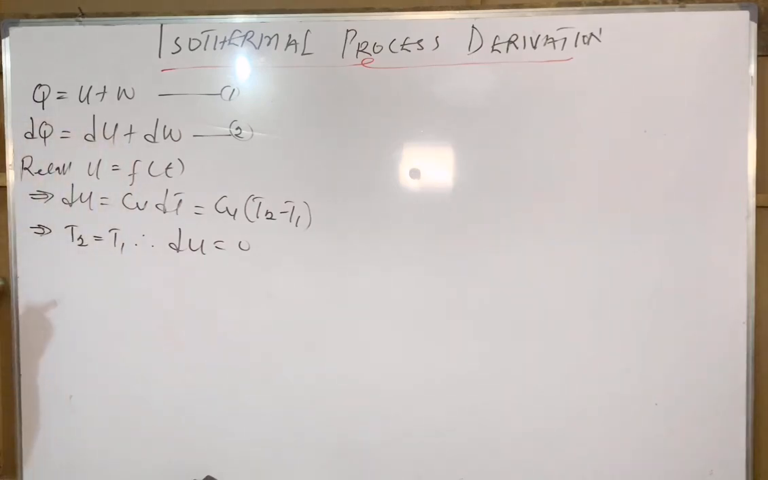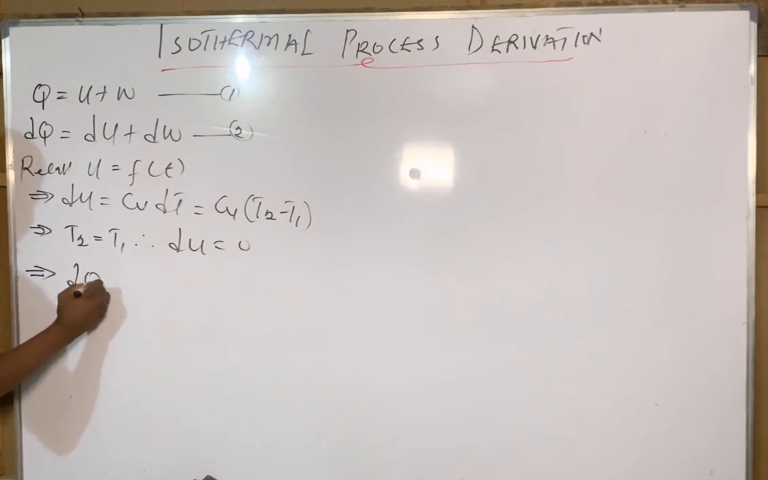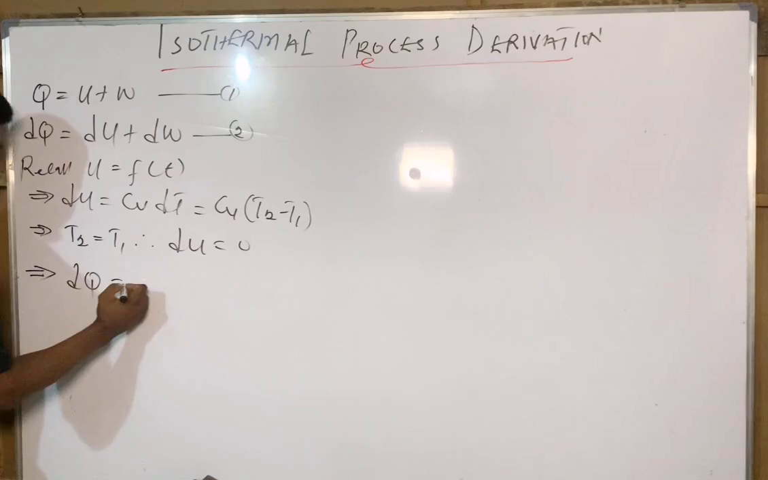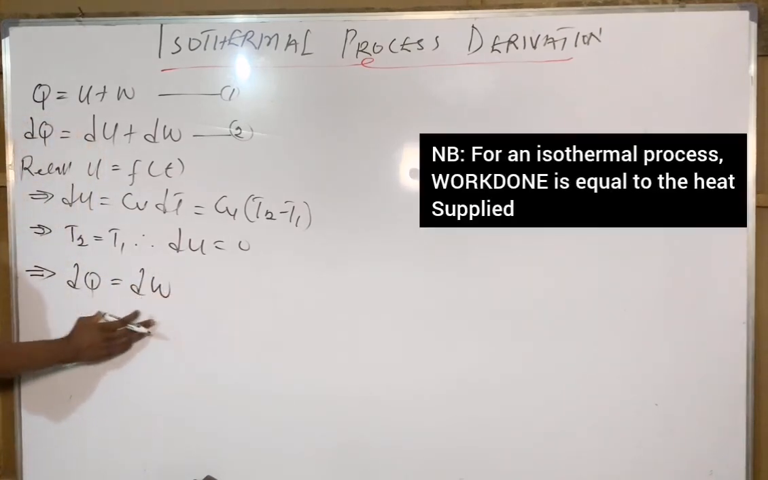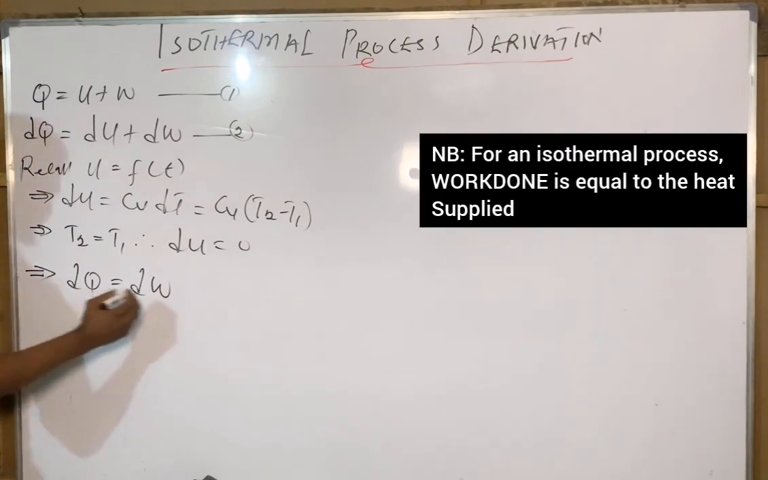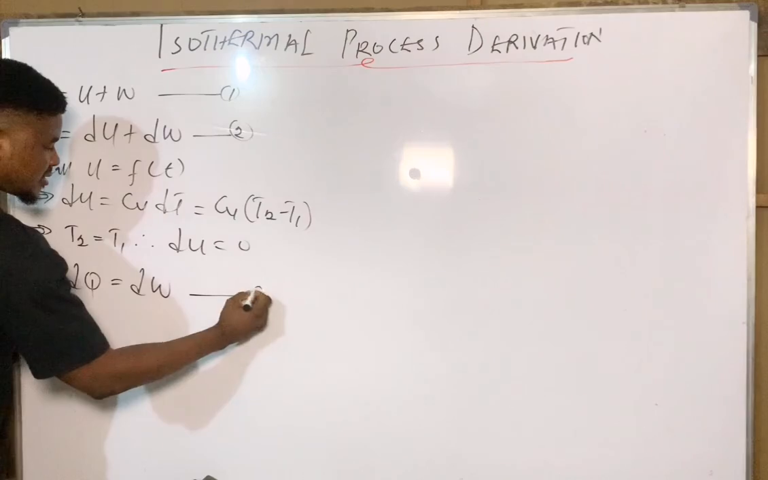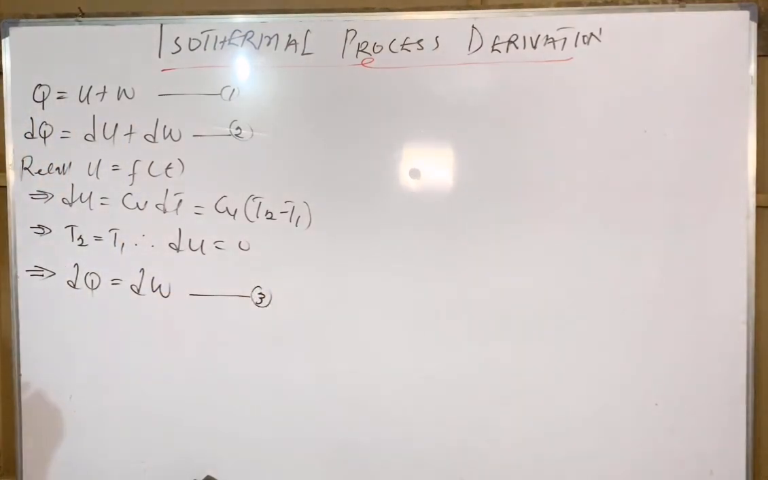So if that's the case, this simply implies that Q, being the heat supplied, is going to be equal to what? Just the W. Whatever we get for the work done is going to be the same thing as the heat. So let's call this equation 3, which is our basic equation.